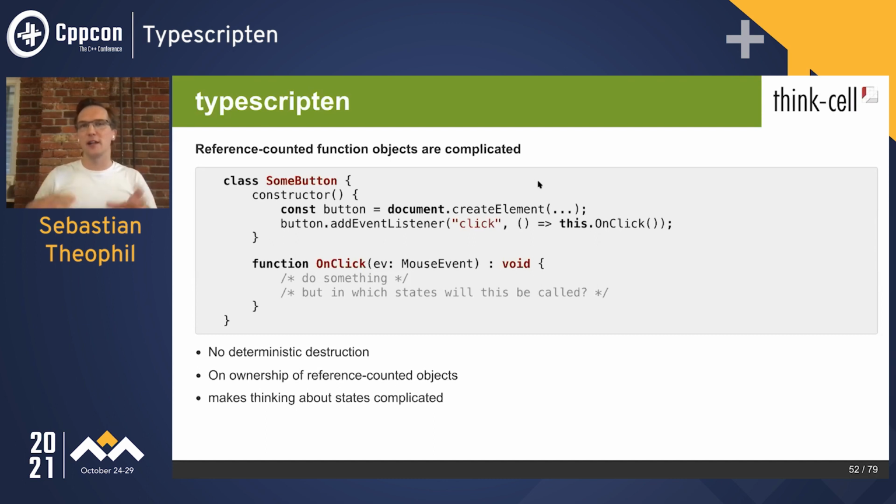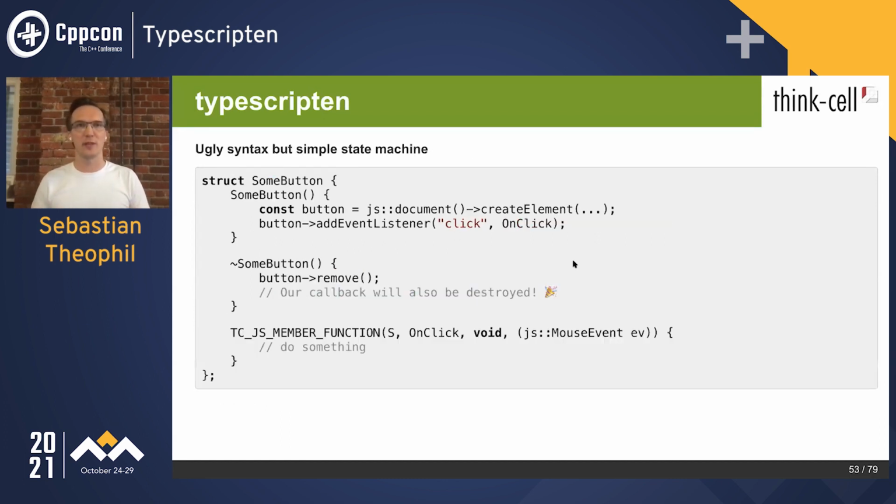So everything is held alive by something else. There's no real ownership in reference counted languages typically. So that makes thinking about states really, really complicated. How do you really know in which states this thing can still be called, because somebody kept all your objects alive and you don't know who that is? That's what makes JavaScript programming relatively complicated. Luckily, we have a great solution in C++ here. So it's a great advantage when we're moving our web application to C++ that suddenly we get this.